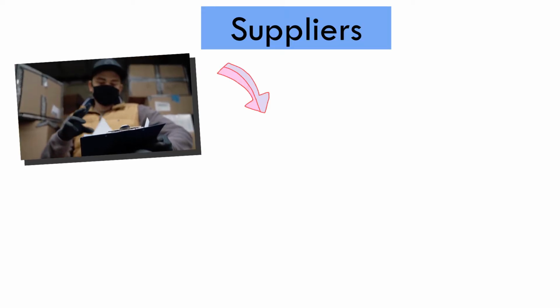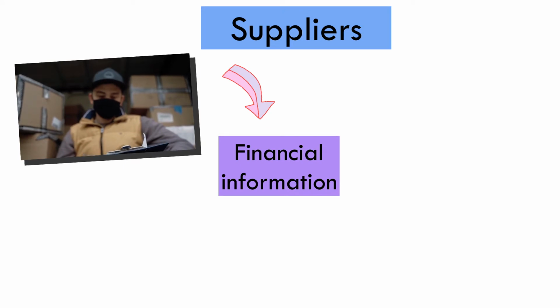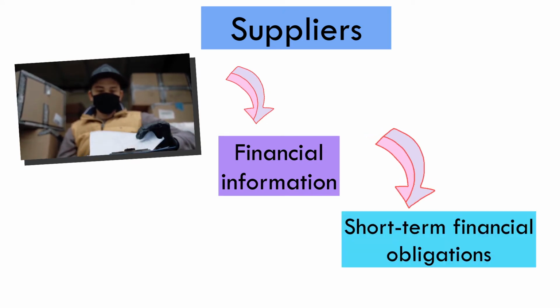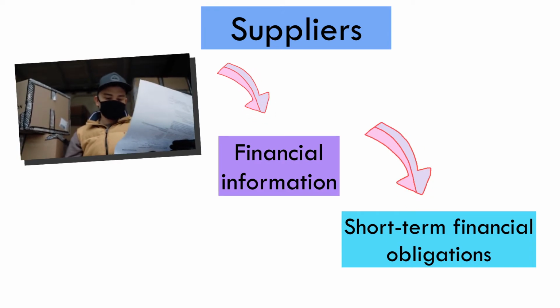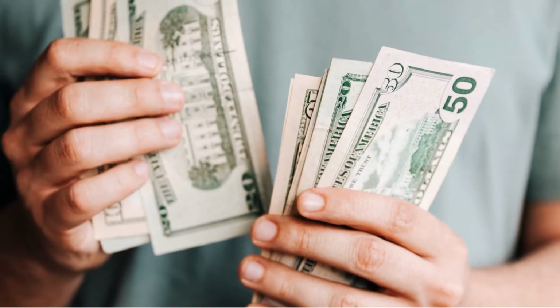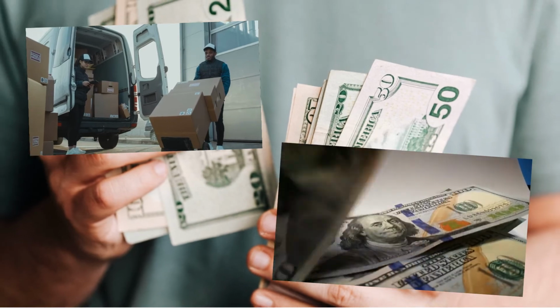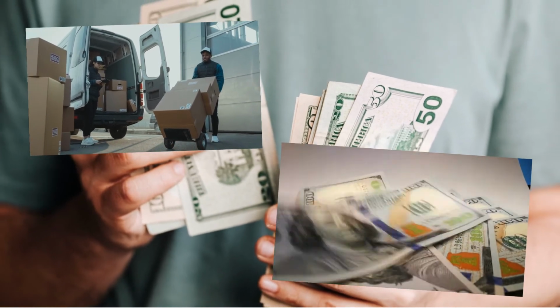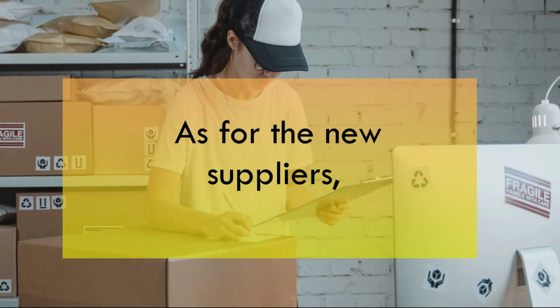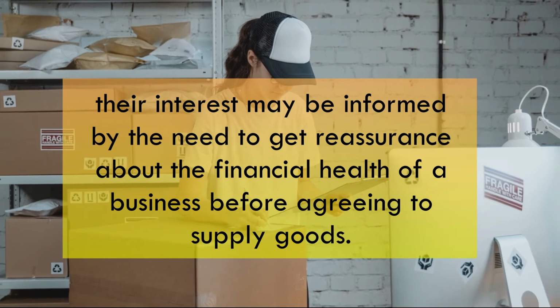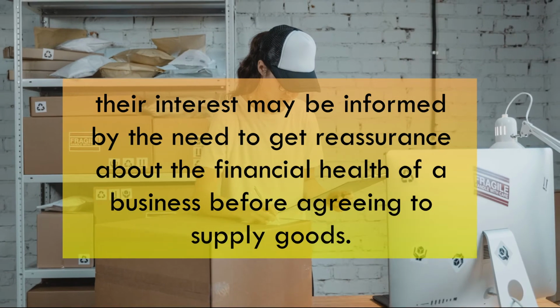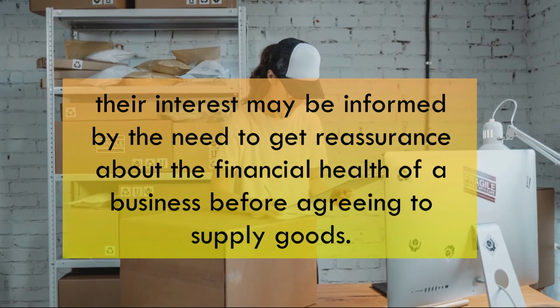Number five, suppliers. These users require financial information to determine if the entity is able to meet their short-term financial obligations relating to the goods they sold on credit. They also want to know if the entity is in a good financial position to continue relating to it as customers. As for new suppliers, their interest may be informed by the need to get assurance about the financial health of the business before agreeing to supply goods on credit.